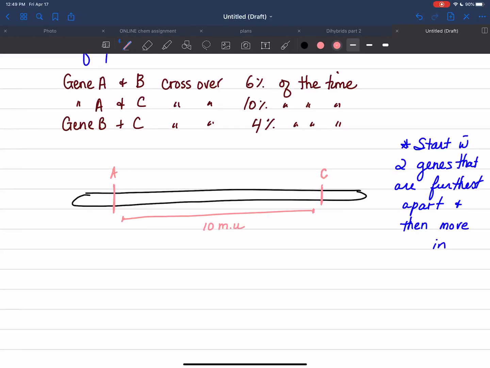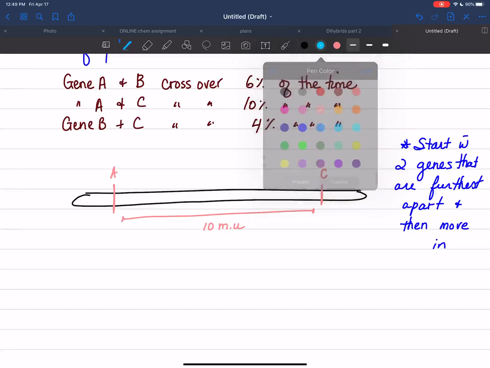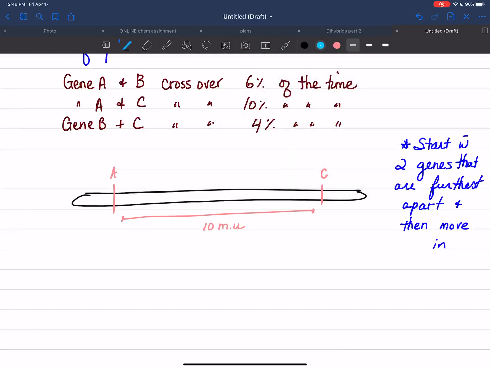Then next, I'm going to move my way in. So next, I'm going to go to the highest. The next highest is 6% of the time. So I know that A and B are 6 map units apart. Now, I can't put B on this side with A. And the reason for that, they're only 4 map units apart. So this is way longer than A and C. So B can't go there. So it has to go on the inside.